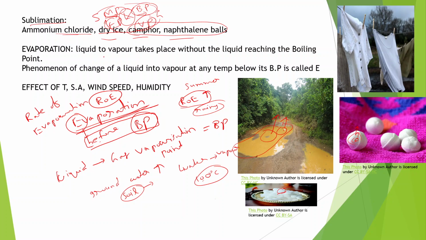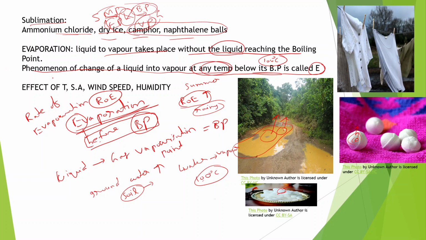So liquid to vapor takes place without the liquid reaching the boiling point. The liquid is not reaching the boiling point, but the liquid is changing to vapor. That's nothing but evaporation. The definition is: the phenomenon of change of a liquid into vapor at any temperature below its boiling point. For water it is 100 degrees Celsius. Below its boiling point is called E for evaporation.